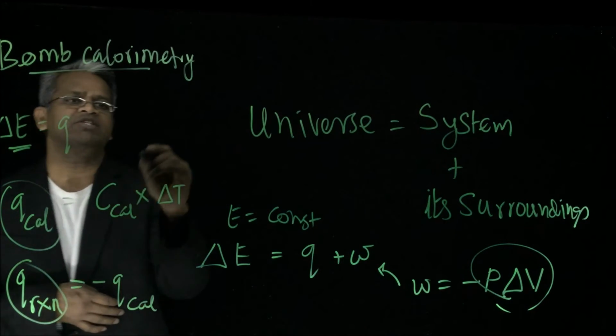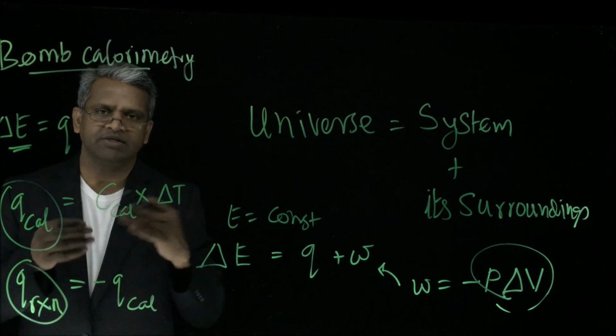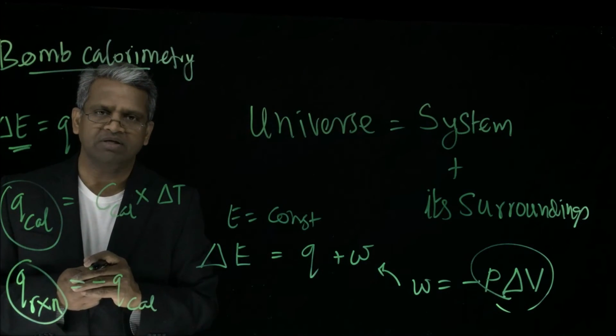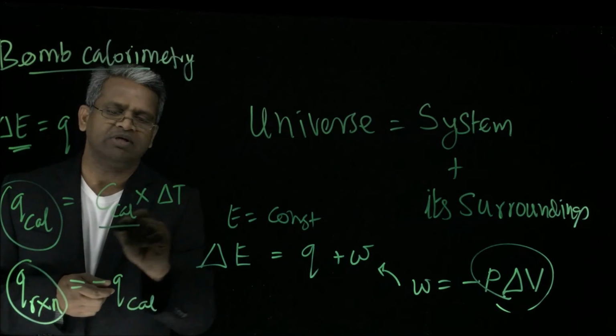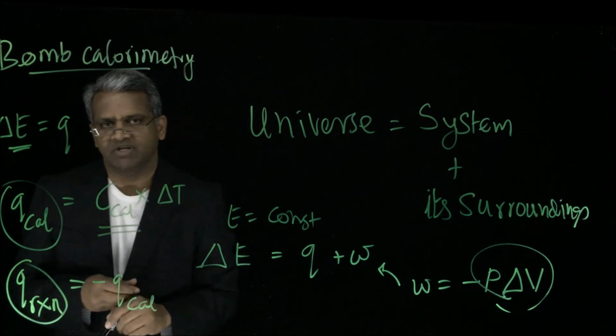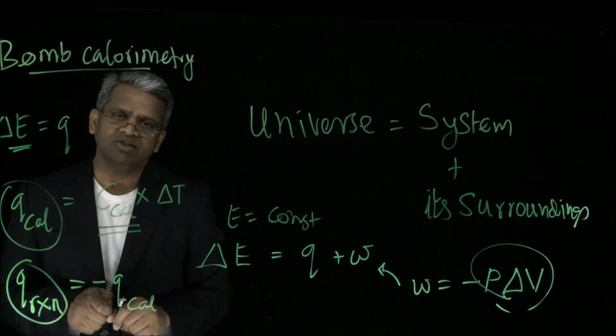So when we burn something inside the calorimeter, the material burns and releases the energy, and that released energy is absorbed by the calorimeter. So we use the heat capacity of the calorimeter times the difference in temperature, which should give you the quantity of heat released by the reaction.